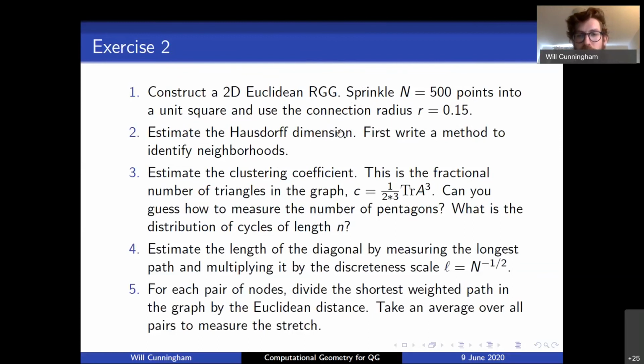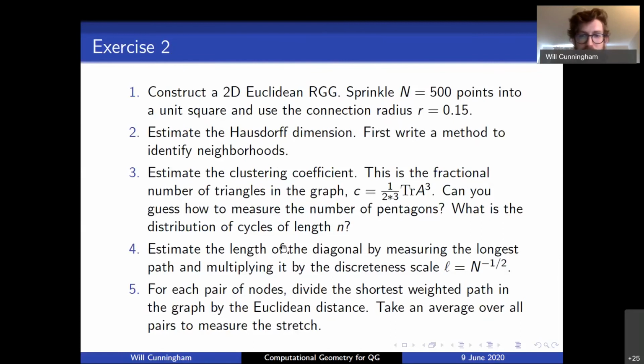So in order to do this, you need to figure out how you can identify neighborhoods for given points of different radii. Then maybe estimate the clustering coefficient, which is the fraction of the number of triangles in the graph. And see maybe how this generalizes to higher order cycles. So the number of cycles of length n is going to be one of your characteristic graph features that you might be interested in. It's a very rich observable.